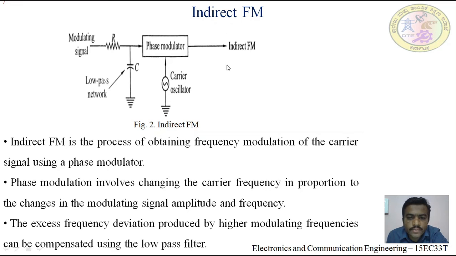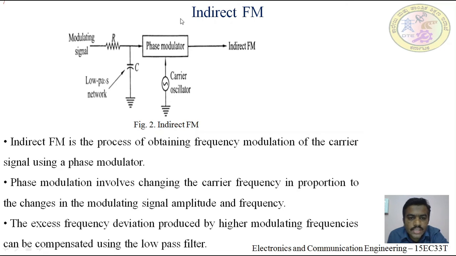Here we are generating the frequency modulation by using the phase modulator. The phase modulator generates the frequency deviations according to the changes in the amplitude and frequency of the modulating signal. But the changes in the frequency of the modulating signal are suppressed using the low pass filter circuit. Hence, only changes in the amplitude of the modulating signal should produce the frequency deviation in the carrier signal. This is nothing but the generation of frequency modulation by using a phase modulator circuit.